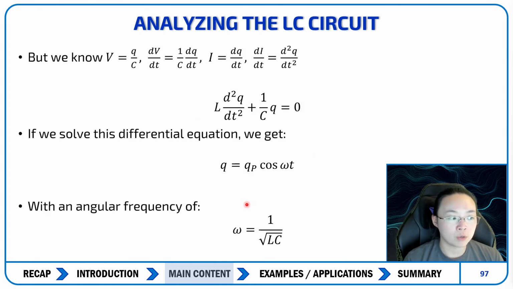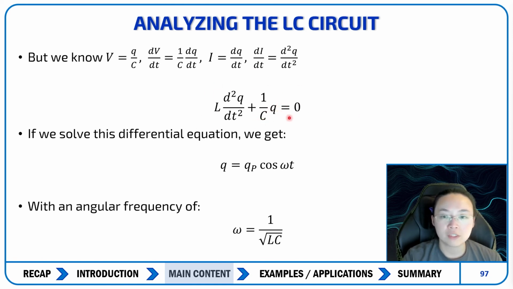Of course, what we want to be able to figure out is the angular frequency. So we have to pull together all of the knowledge we've learned in previous slides. We know V is equal to Q over C. We know that dV over dt is going to be equal to this. We know an equation for I. We know the derivative of that as well. So we can rewrite the equation we had before and end up with this.